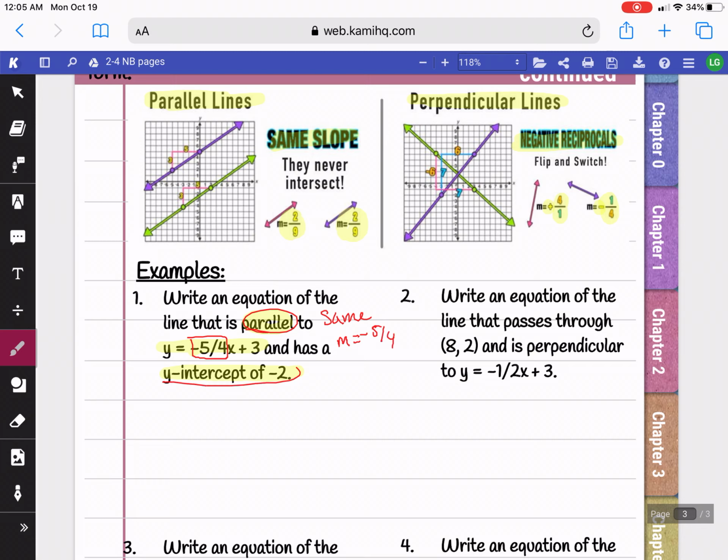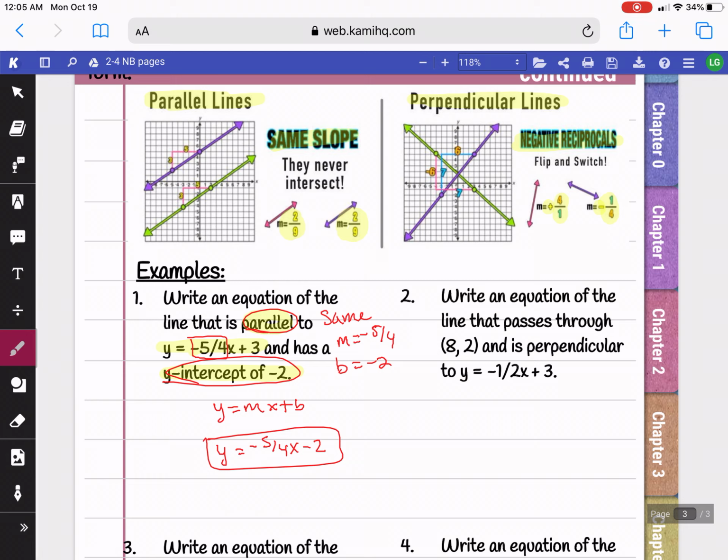And here they said the y-intercept's negative 2. That's my b. So here we have our slope and our y-intercept. So if we plug into y equals mx plus b, our equation is y equals negative 5/4 x minus 2.